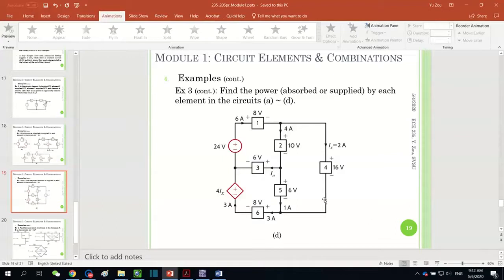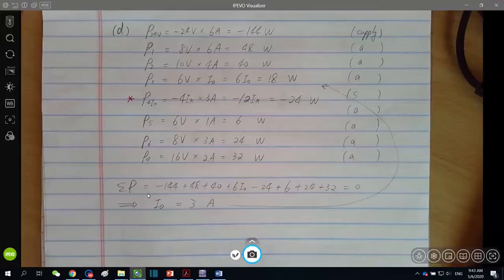And the trick of this circuit is that we don't know the current of element 3, which is I naught. It's something we don't know again. But what we can do is similar to circuit C. We apply the power conservation theorem and sum up all of the power together, and it equals 0, from where you can find out the I naught value and substitute this value back to the P3. We can find the specified watts value.